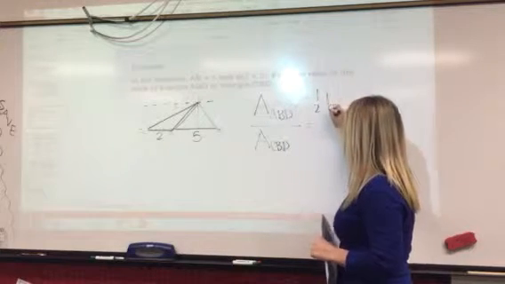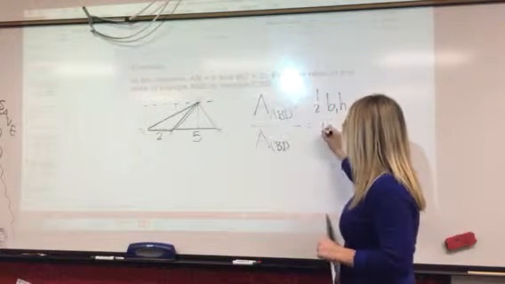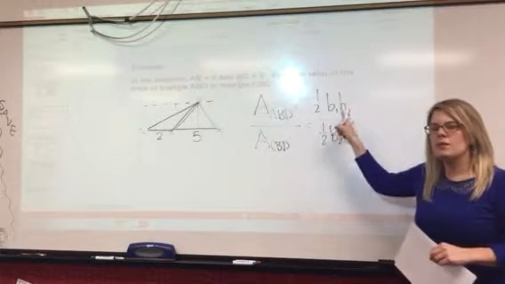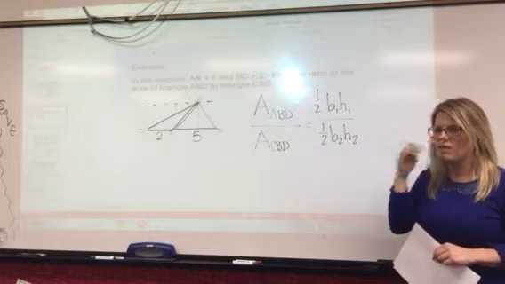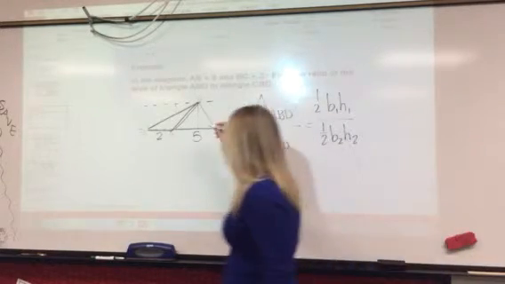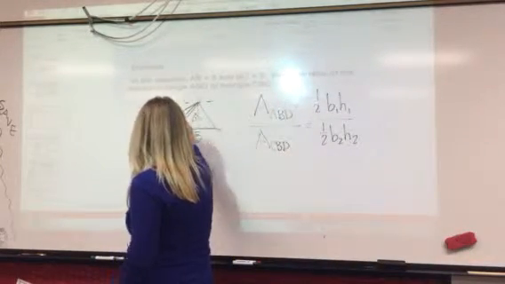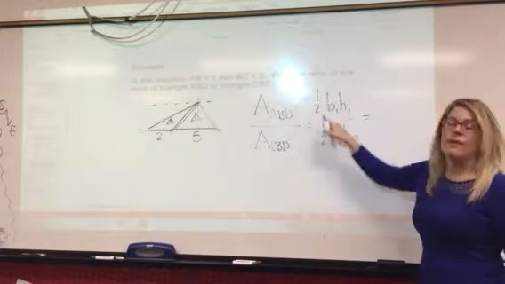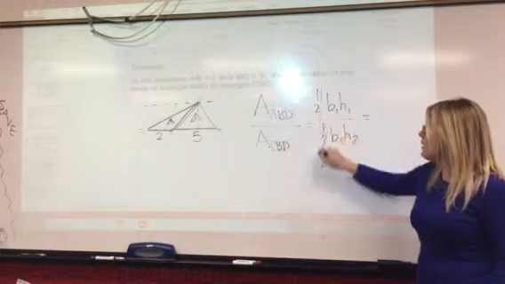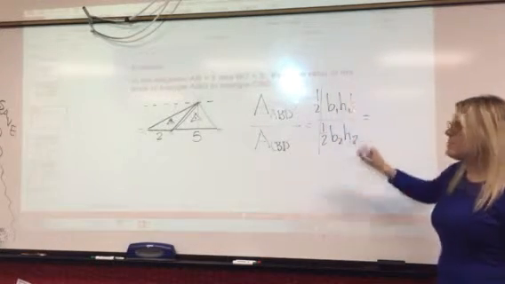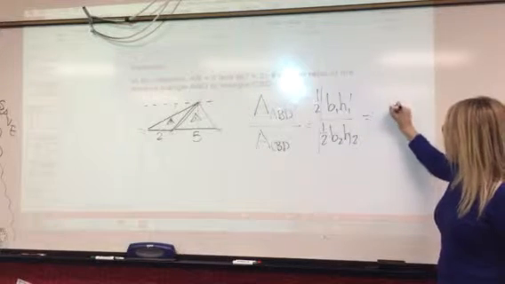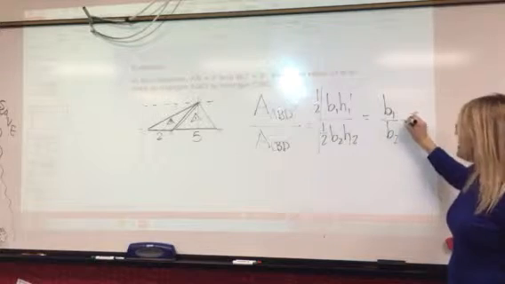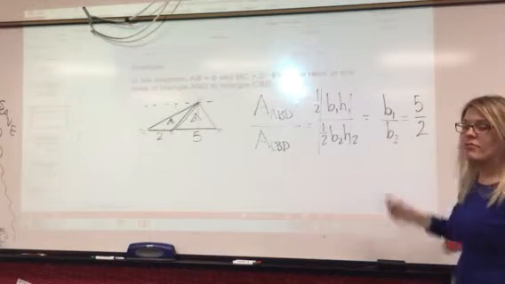Those are both going to be 1/2 base times the height. I'm adding subscripts of 1 and 2 to these just so that you know which triangle I'm talking about. So I'm going to call this one triangle 1 and this one triangle 2. All right. So 1/2 divided by 1/2 is going to go away. The height is the same, we already said, so that will go away. So my ratio for these two is just going to be my first base divided by my second base, or in other words, 5 divided by 2.